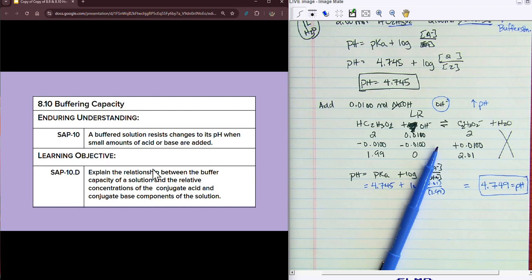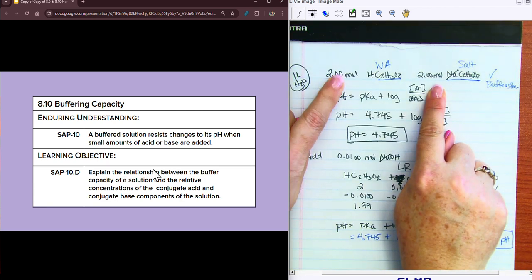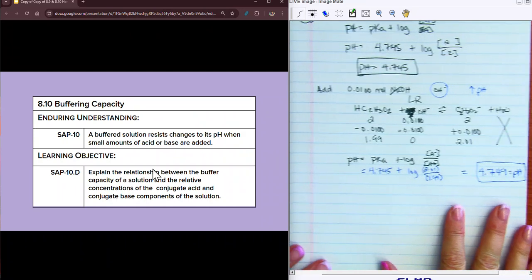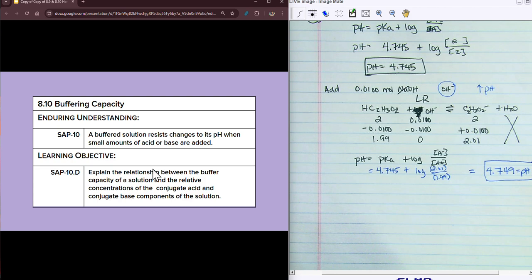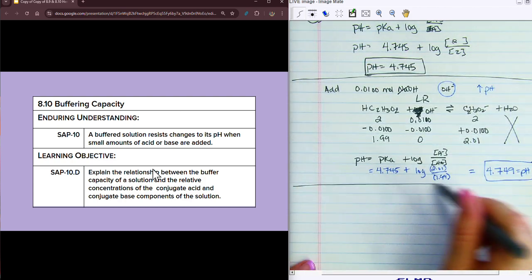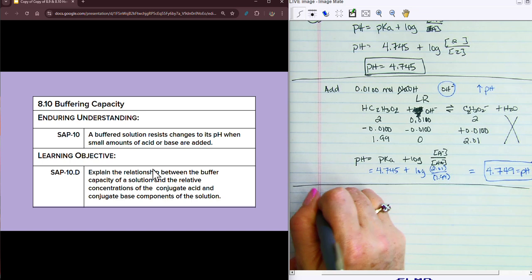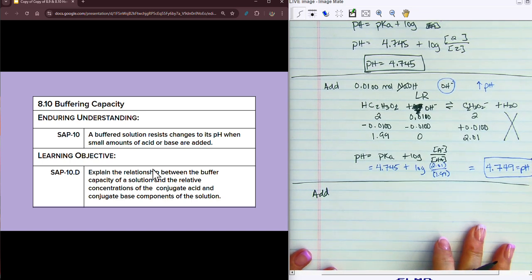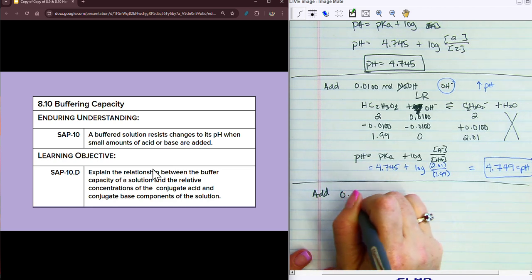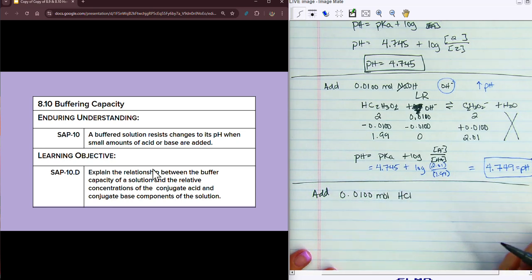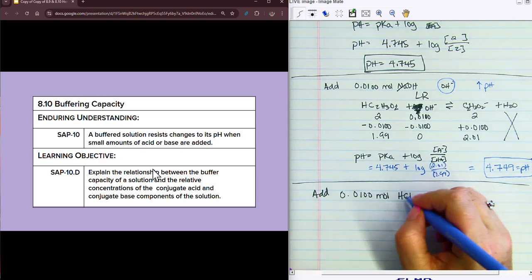All right, so now let's do another one. So let's take the same initial buffer, so this up here. So we have acetic acid and we have acetate, 2 molar of each. Let's take the same original buffer, and then now, so this is scenario 3. Now what we're going to do is we are going to add, let's see, 0.0100 moles of HCl.